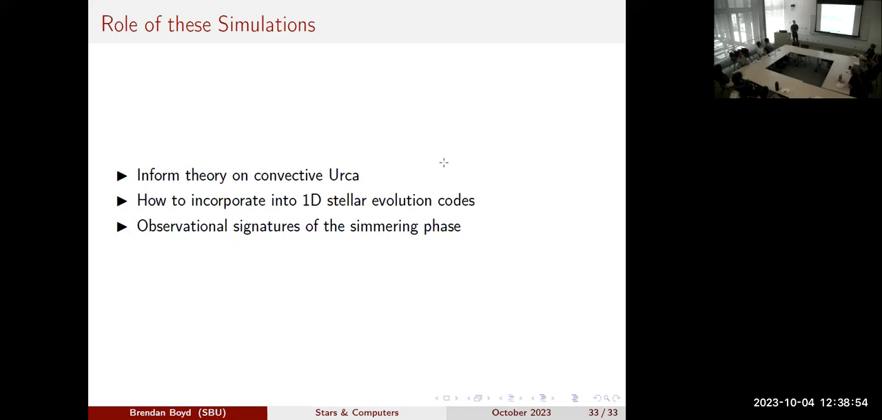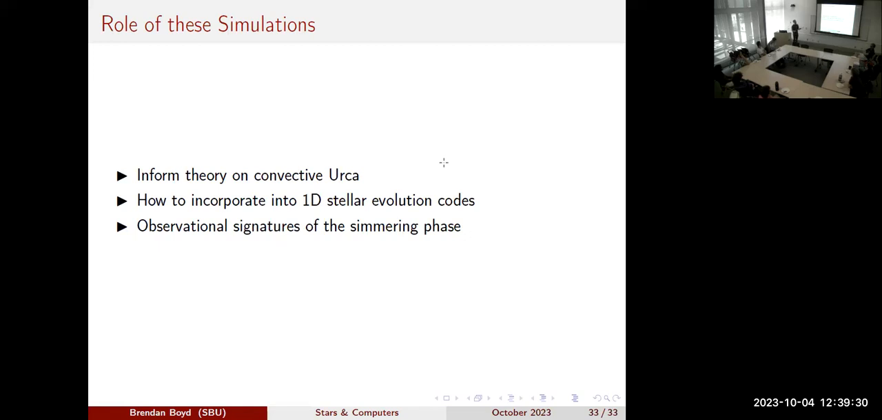As I said before, we simulate an hour. These things last for thousands of years. So we really need these one-dimensional stellar evolution codes that make a lot of approximations, but they can actually simulate the span of time, usually on your laptop. So incorporating the knowledge we gain from these simulations into the 1D stellar evolution codes is a pretty important piece and something to still work on.